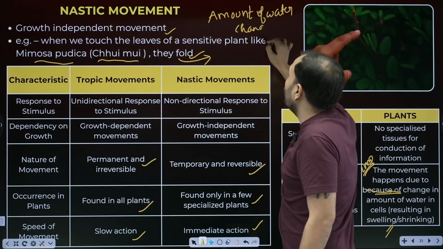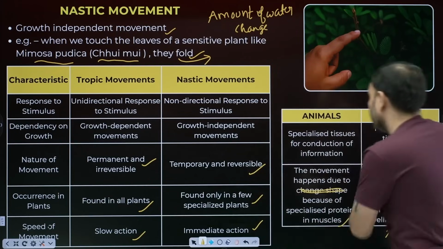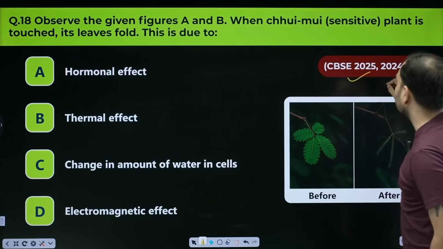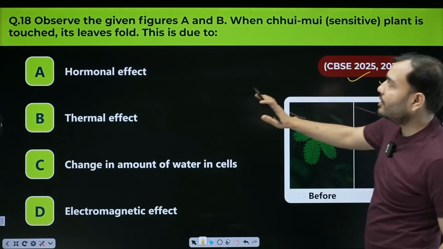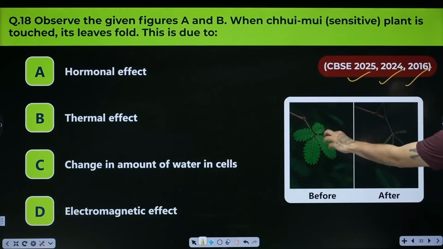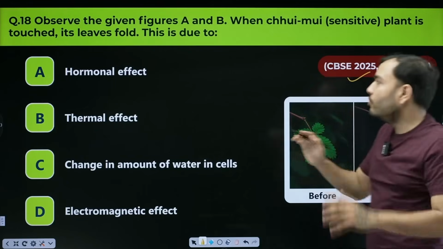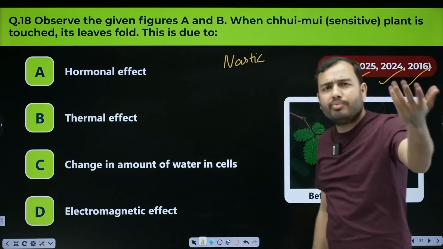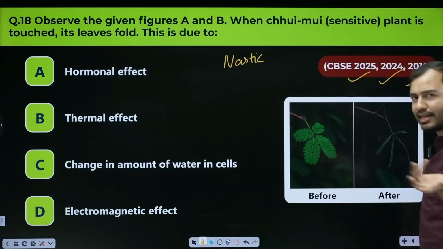And why does movement happen in animals? Because of specialized proteins. It also says that animals have a nervous system, plants don't. Remember this one. Okay, question CBSE 2024, similar question comes. Observe figures A and B. When the touch-me-not sensitive plant is touched, its leaves fold. What kind of movement is it? Nastic. It happens suddenly. It's reversible, temporary, fast. You know all these things.